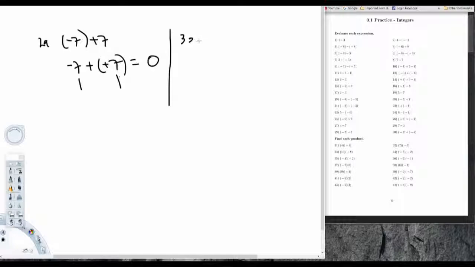Number 30 now. Minus 3 plus minus 5. Right, that's the way they wrote it. Okay, so that's a plus sign. Similar signs on both sides, so we know it's a negative. So it becomes 3 plus 5, 8. It's a negative 8 because they're both negatives.